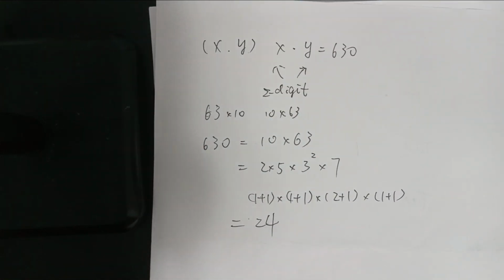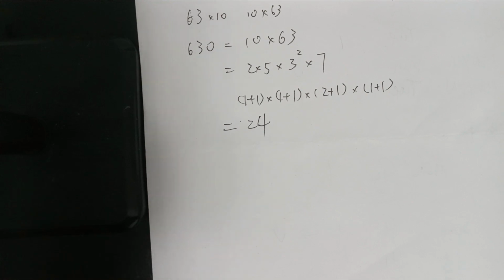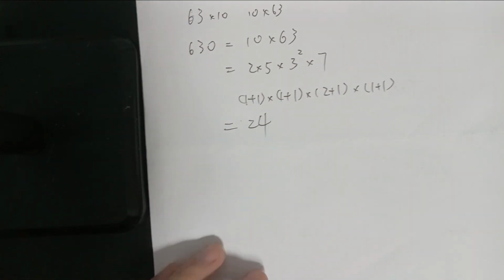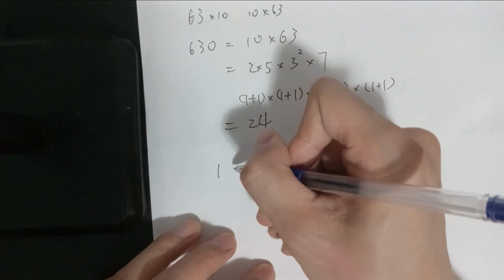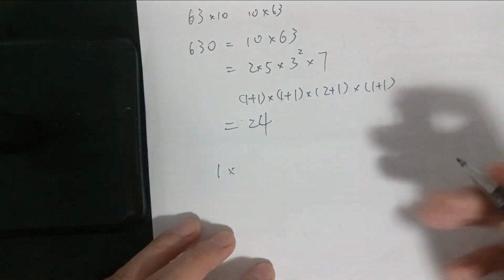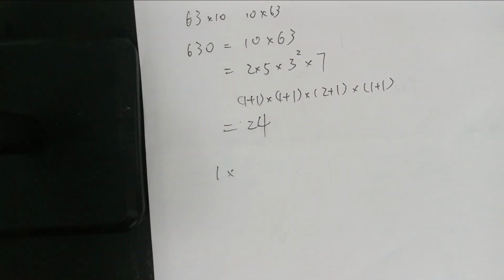Meaning 630 has a total of 24 factors. Or we can say we can get a total of 12 pairs, that's half of 24, no matter if these numbers are 2 digits or not. And let's try to list them out. The first pair would be 1 times something is 630. But since 1 is not a 2-digit number, it doesn't satisfy. So it doesn't matter what the other number is. Anyway, it's 1 times something.